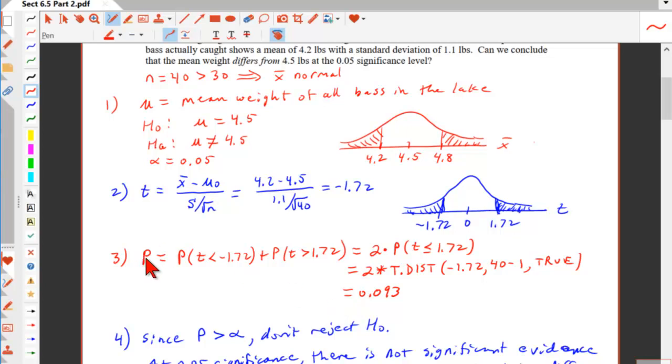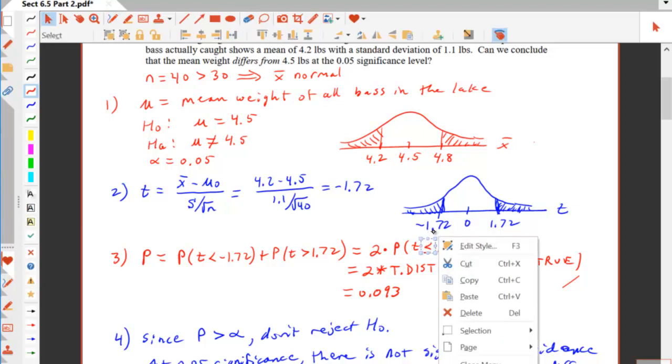So the p-value is the next step. That's the sum of these two areas, either the probability that t is less than negative 1.72 or that t is greater than 1.72, and I add the two areas to get the total p-value on a two-tailed test. But notice that the t-distribution is symmetric, and so this second term is the same thing as the first term. The area in the right tail is the same as the area in the left tail, so I can just find the area in the left tail and double it. There should be a negative sign right there.